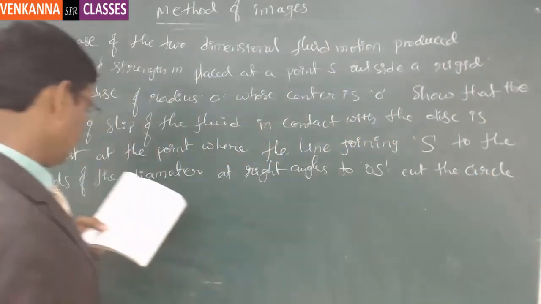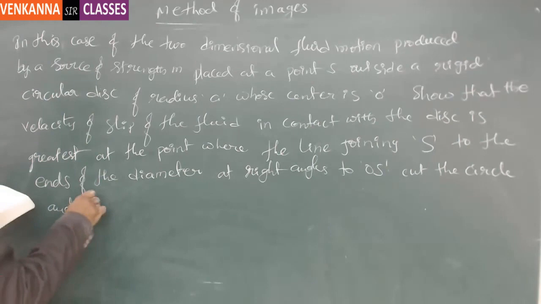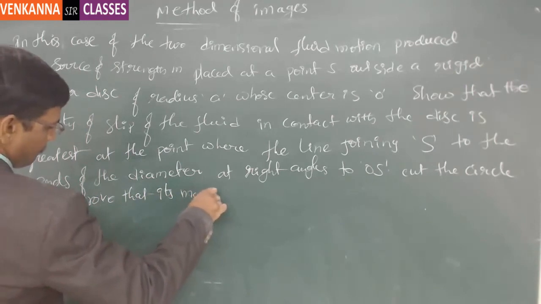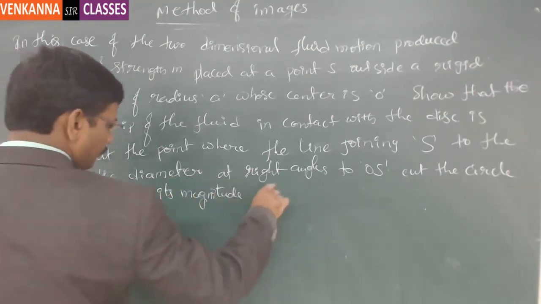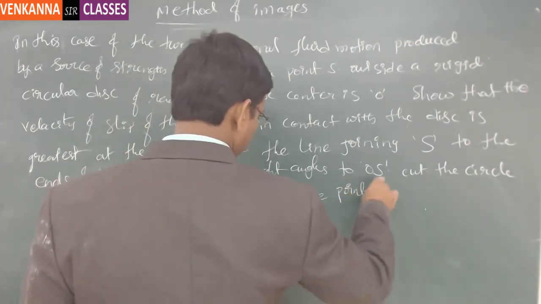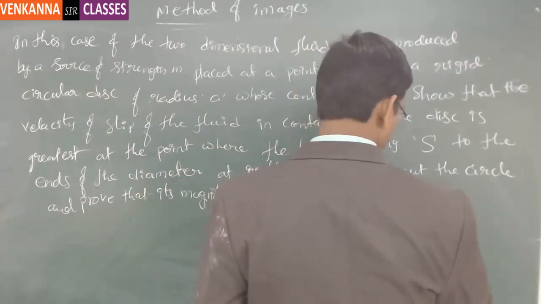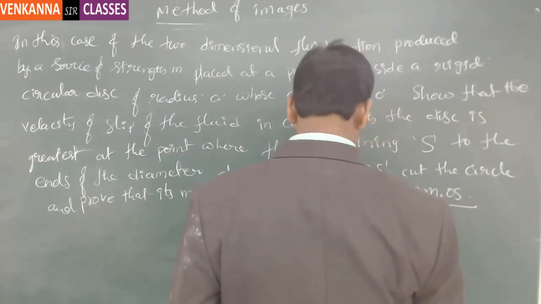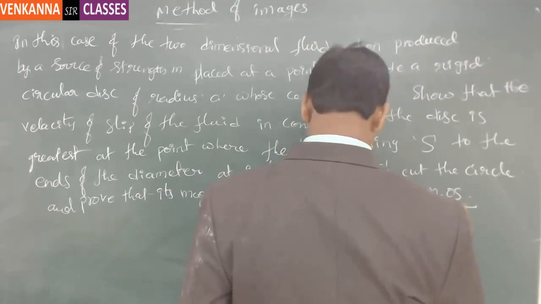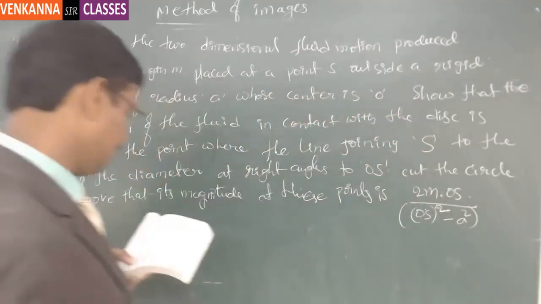And prove that its magnitude at these points is 2m into OS divided by OS square minus a square. So this is the problem statement he has given.